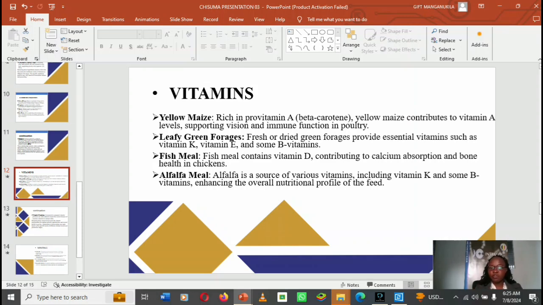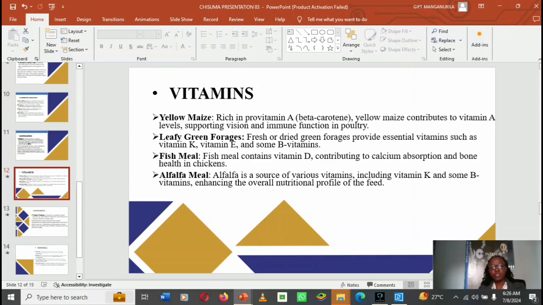Then we have leafy green forages. Do you have them? These forages will contribute things like vitamin K, vitamin E, and some B vitamins. Fish meal is going to contribute vitamin D, and it also contributes to calcium absorption and bone health in chickens. Alfalfa meal is a source of various vitamins, including vitamin K and some vitamin B, enhancing the overall nutritional profile of feed.